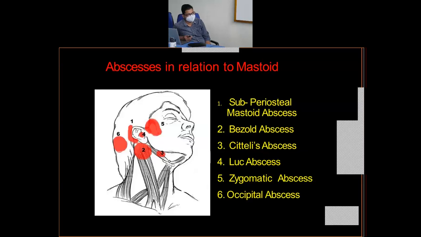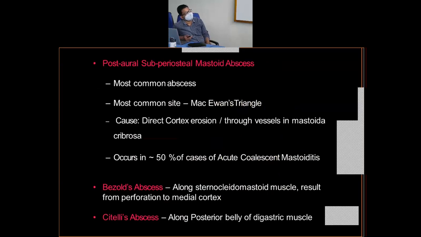Clinical signs and symptoms are the same. Just depending on the position, we named them as different groups. Then postaural subperiosteal mastoid abscess is the most common abscess. It usually occurs in McEwen's triangle below the periosteum.